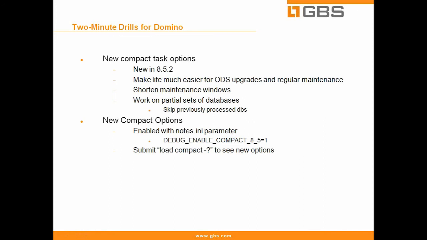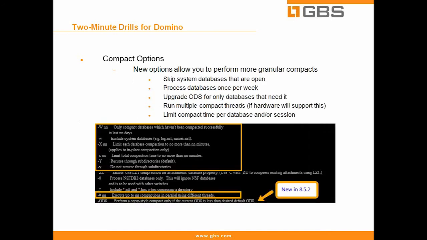New compact task options. New in 8.5.1, most of them, some of them in 8.5.2. Some of the new options make it a lot easier for ODS upgrades and just running regular maintenance. Gives you a much more granular set of options when you're running compact, but it does need to be enabled with a notes.ini parameter, debug_enable_compact_8.5=1. And once you do that, you can do a load compact -? to see what the new options are. And here's a screen cap of it.